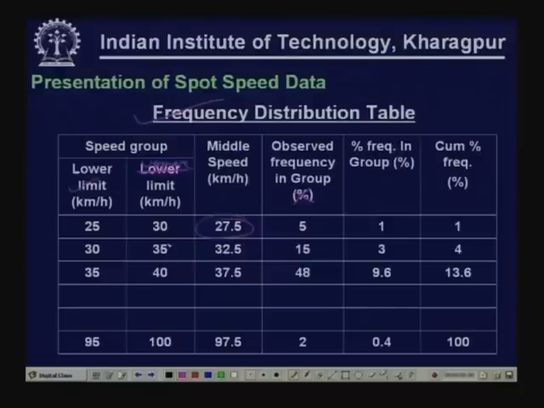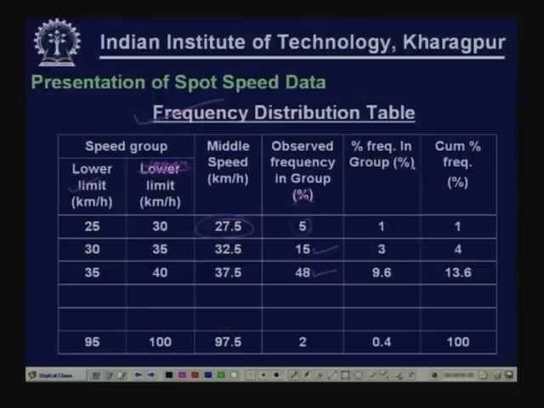That means, say maybe we observed 5 vehicles travelling in the speed range between 25 to 30. Similarly, 15 vehicles we observed in the speed range between 30 to 35, 48 vehicles we observed in the speed range between 35 to 40. So, once we fill up this column, we know the total number of vehicles that are observed during this period. Accordingly, we can calculate percentage frequency in groups. That means, 5 divided by this column total. Similarly, 15 divided by this column total, 48 divided by this column total.